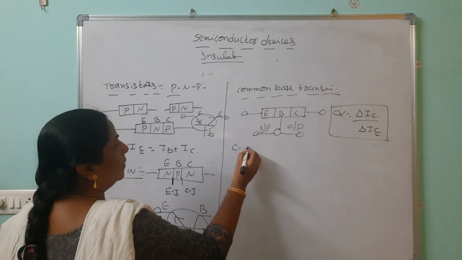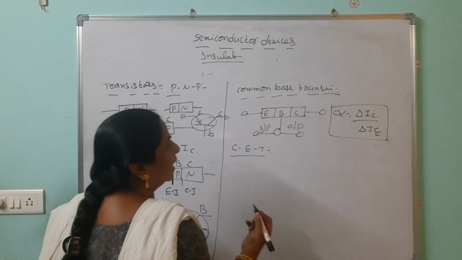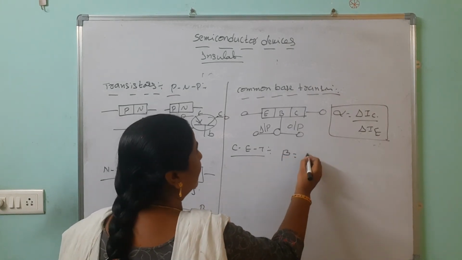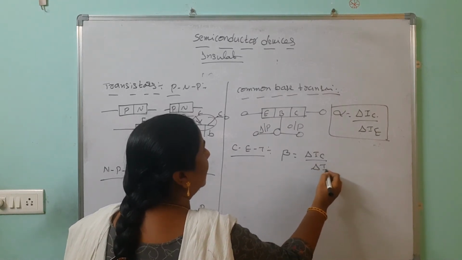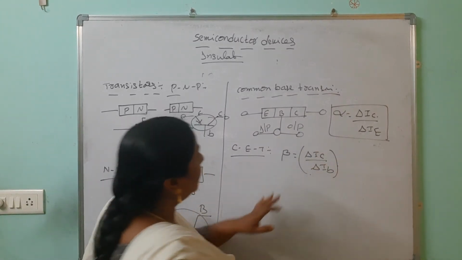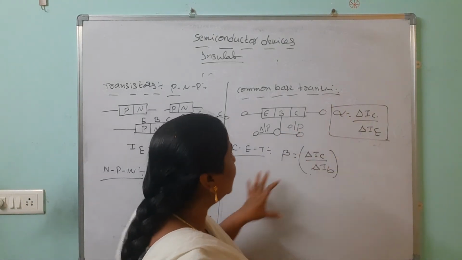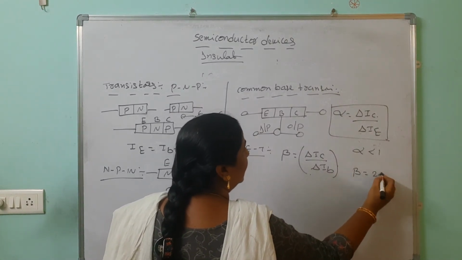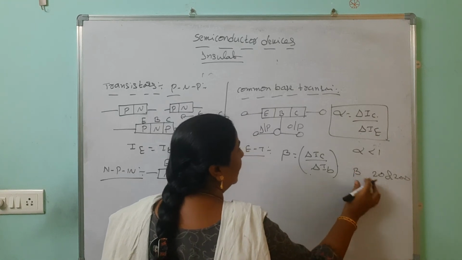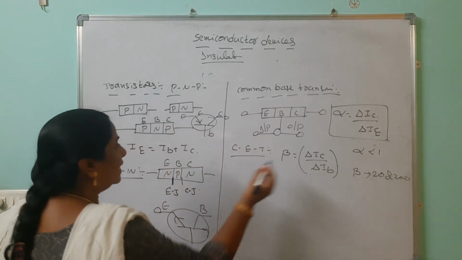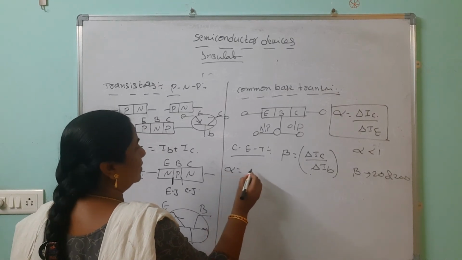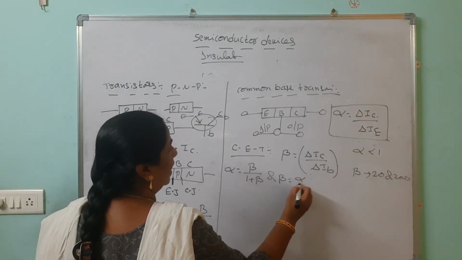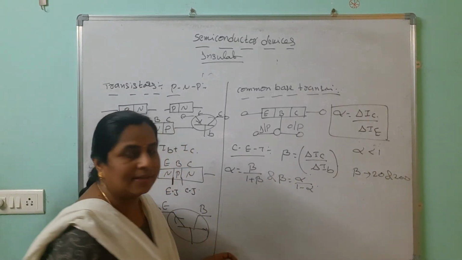Like that the common emitter transistor, the current multiplication factor we represent with beta. Beta equals delta IC by delta IB. So this is the common emitter and this is the common base, and we can give the relation. Always remember that alpha is less than 1, and beta is between 20 and 200. You can give the relation between alpha and beta also. Alpha equals beta by 1 plus beta, and beta equals alpha by 1 minus alpha. These are the relations.